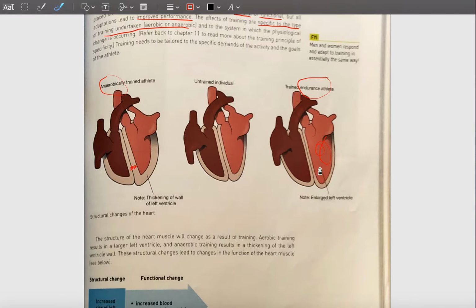If somebody runs at a lower intensity for a longer duration, then the actual size of the ventricle increases. So depending on the style of training depends on what change takes place. So you can also already start to see that giving an athlete both anaerobic and aerobic training will increase not only the strength because of the wall, because this is a muscle, but also the size of the heart.